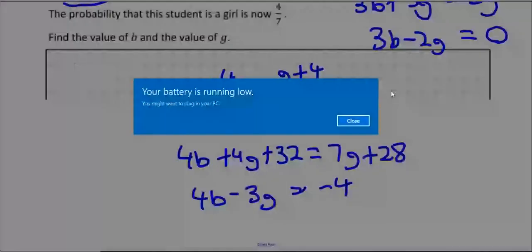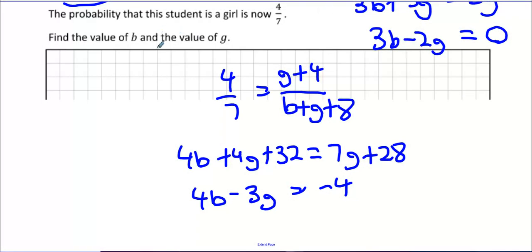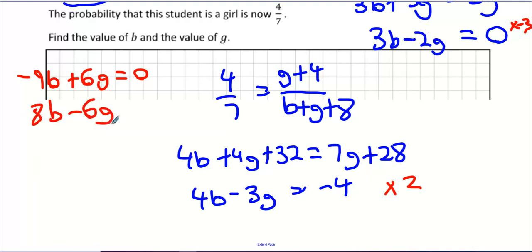And then simultaneous equation. Find the value of B and the value of G, so you can cancel either. So what I'm thinking is I'll multiply the top equation by minus 3 and the bottom equation by 2. And what I'll get is minus 9B plus 6G equals 0. And then I'll get 8B minus 6G equals minus 8. I'll add downwards. And I'm going to find out minus B is minus 8.